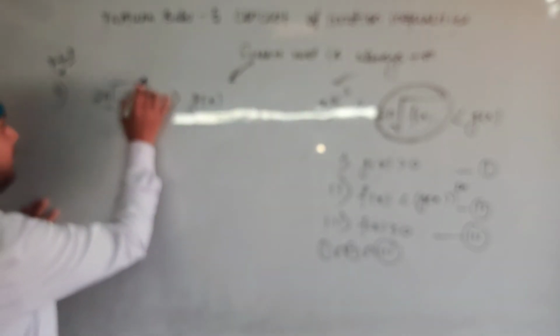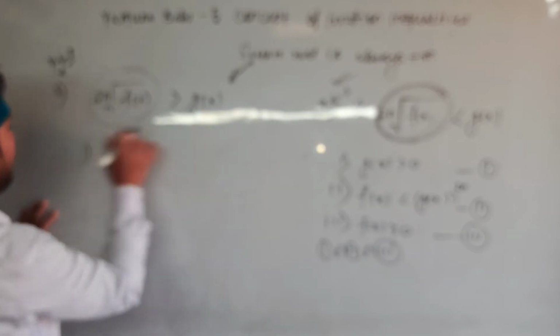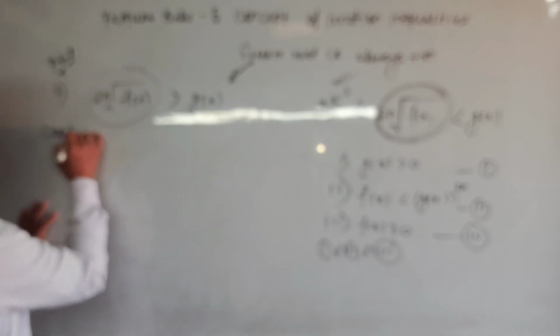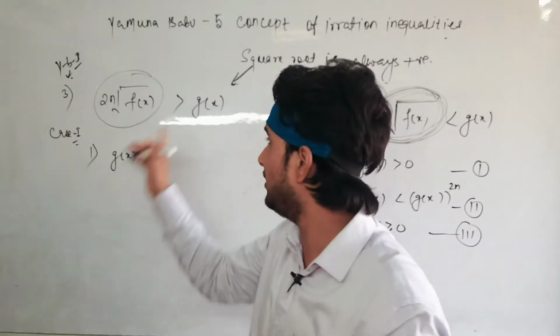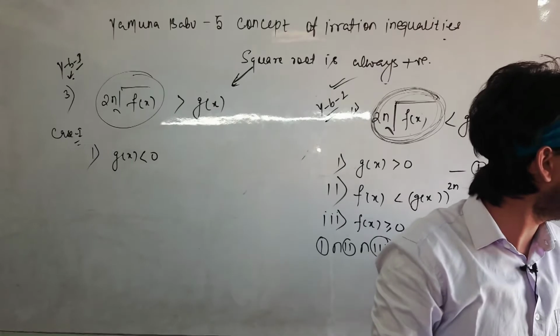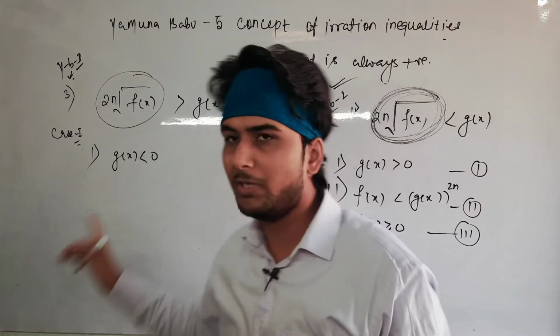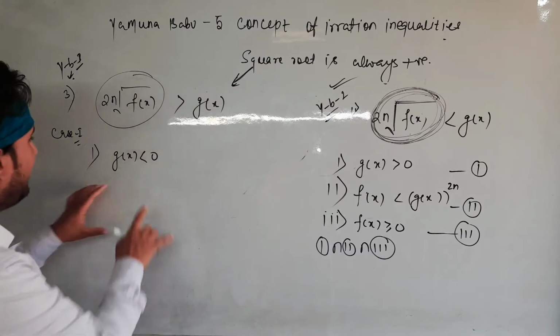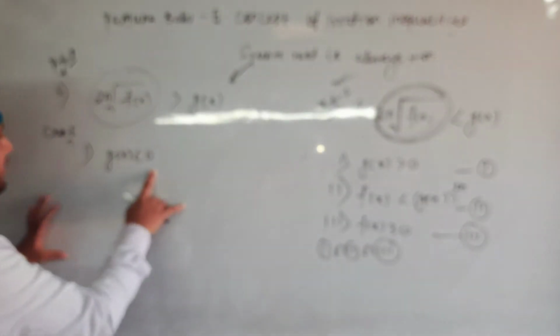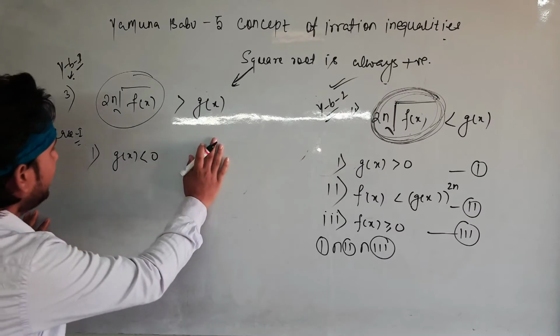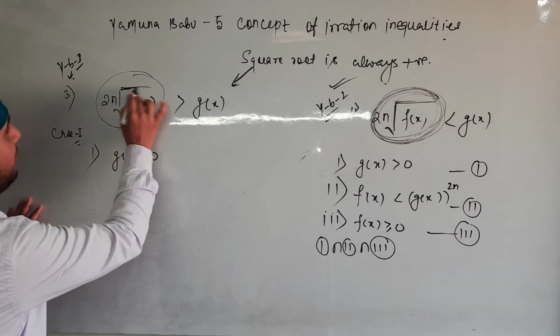It means that if a square root is always positive, consider case first, that g(x) is less than 0. g(x) is any number or expression which is less than 0. Then it means that a square root is always positive.